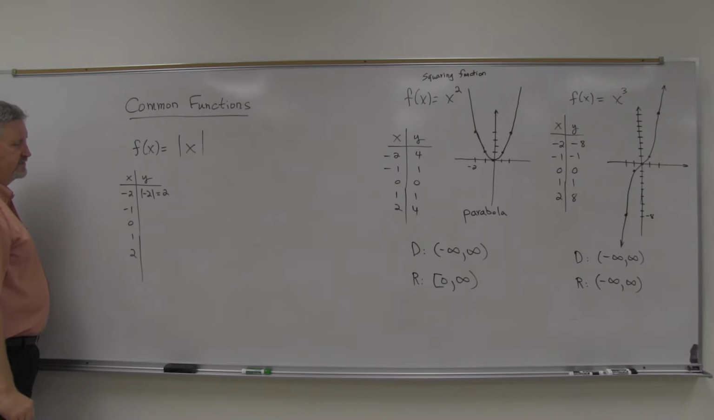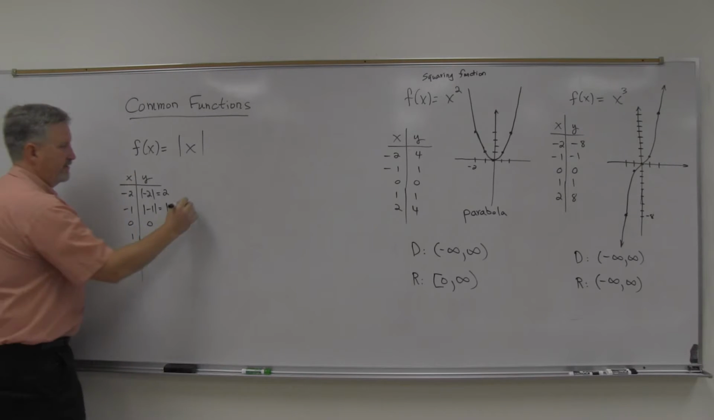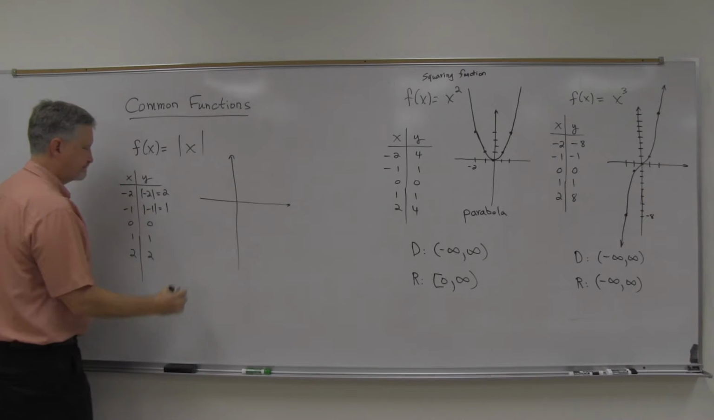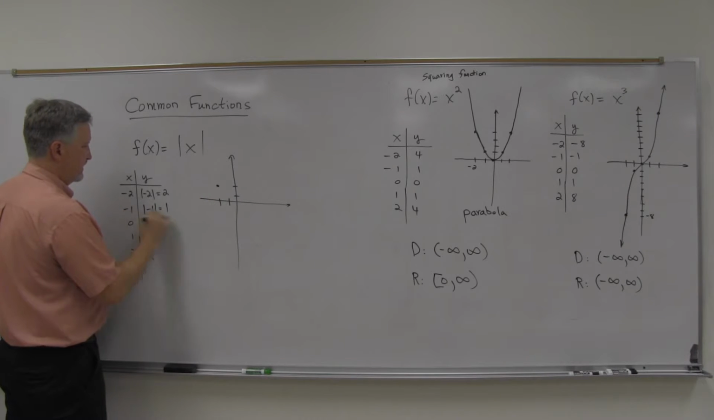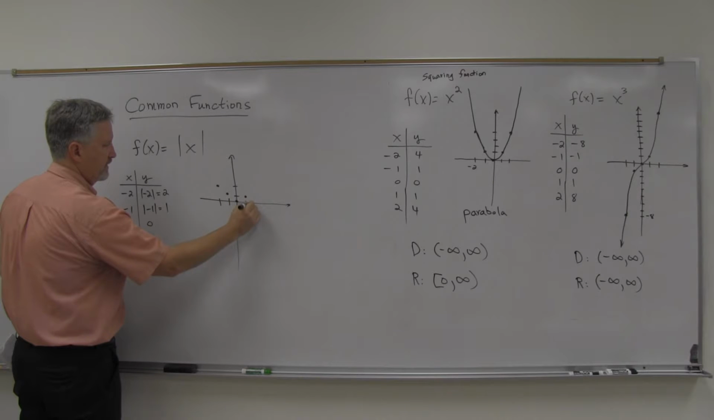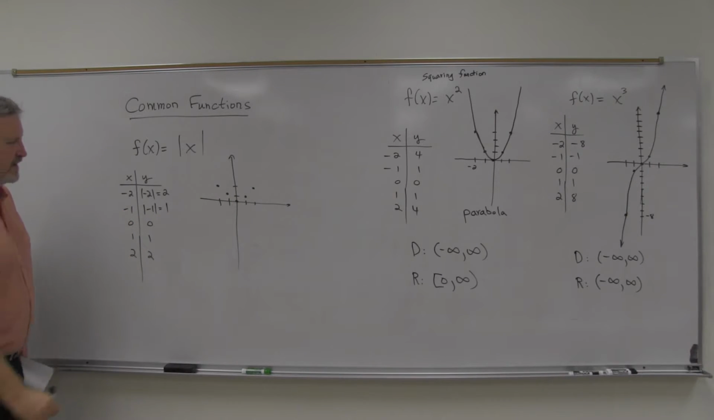Takes all the negatives and makes them positive, doesn't it? Negative 1, absolute value is positive 1. 0, 0, 1, 1, and 2, 2. So it's similar to the squaring, but a little different. Because here's what we get. So negative 2, I'm at positive 2. Negative 1, I'm at positive 1. 0, I'm at 0. 1, I'm at 1 again, and 2, I'm at 2. 3, I'm at 3.